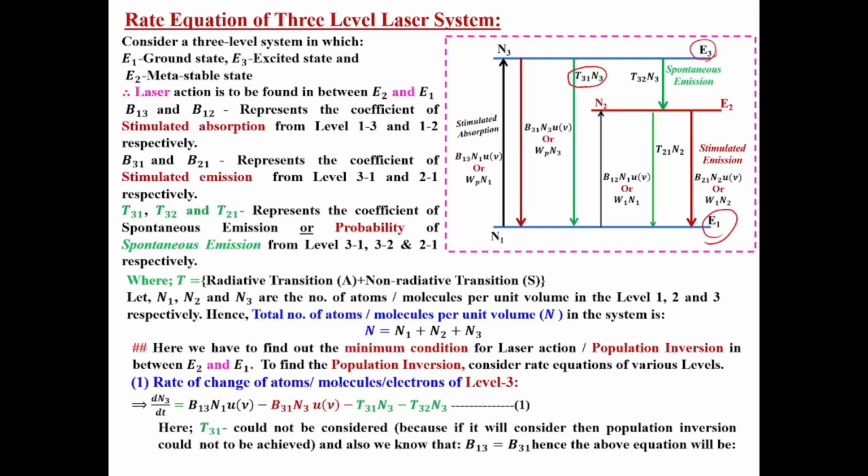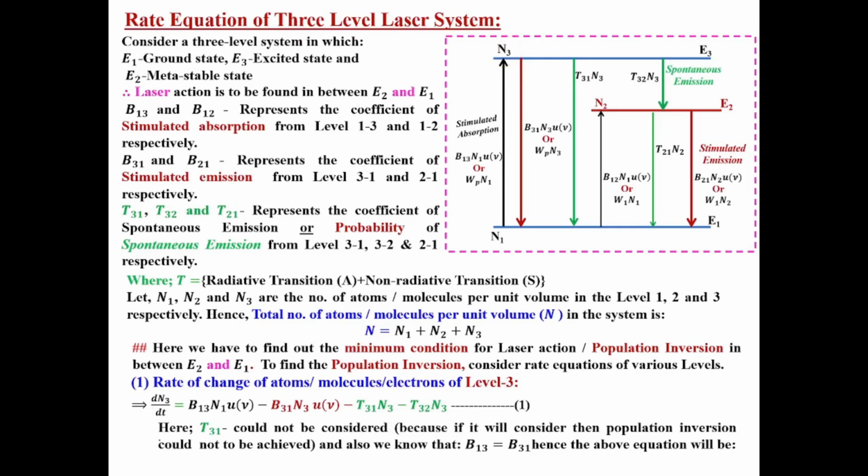So how are we going to write the rate of spontaneous emission from E3 to E1? T31 into N3. The rate of spontaneous emission from E3 to E2 will be written as T32 into N3. Let this be your equation number 1. So this is the general expression of the rate equation of N3 in a 3-level laser system.